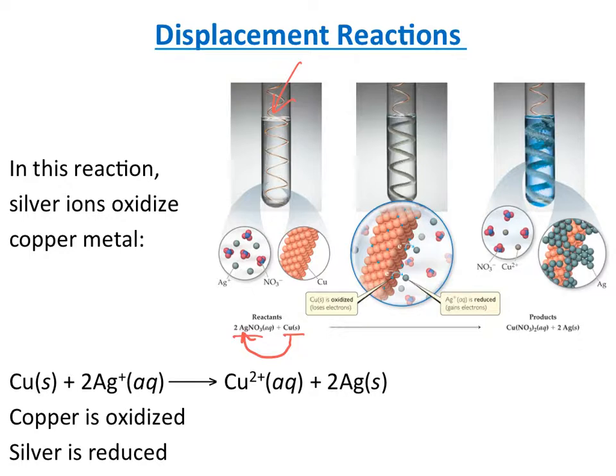When it does, silver is going to be kicked out as a solid, and you're going to form copper nitrate solution. This copper nitrate solution is kind of blue, and you can see the silver depositing on the actual copper wire. So copper is oxidized while silver is being reduced. This concludes the how-to for redox reactions.